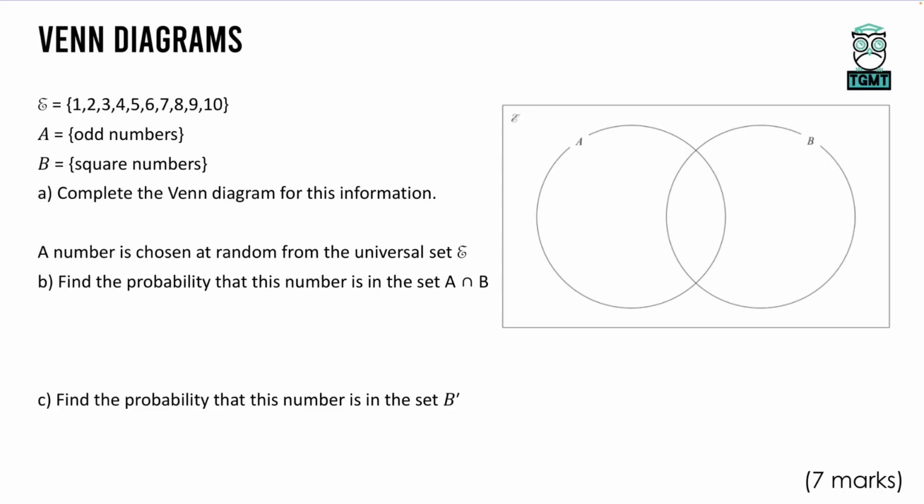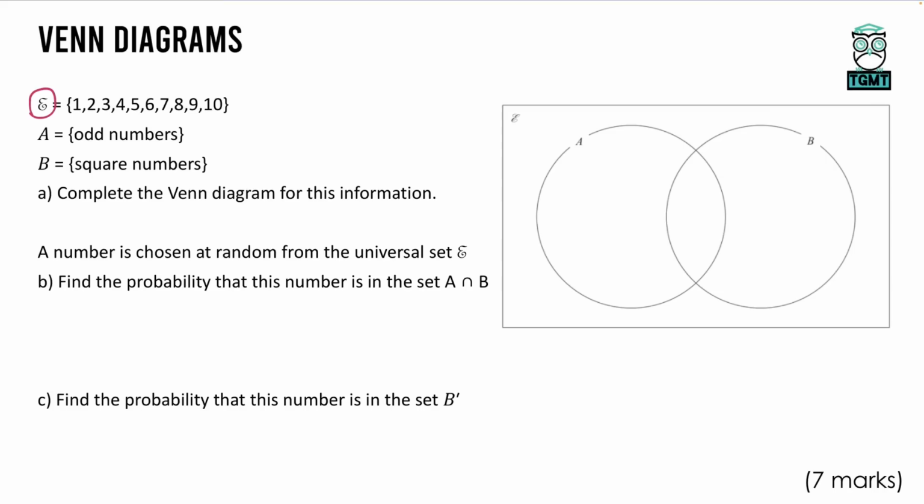Okay, so looking at a Venn diagram. Here we have the universal set, and it says the numbers 1 through to 10. So they are the only numbers that we're allowed to put in the Venn diagram, and all of those numbers have to go somewhere in the Venn diagram, whether it's in A, B, the intersection, or around the outside. So it says in A we're going to have odd numbers, and in B we're going to have square numbers.